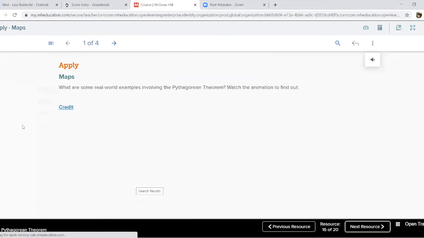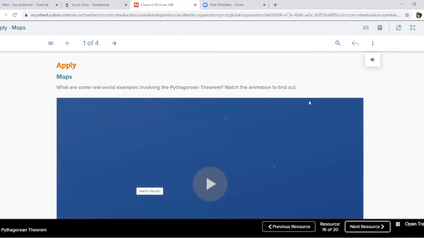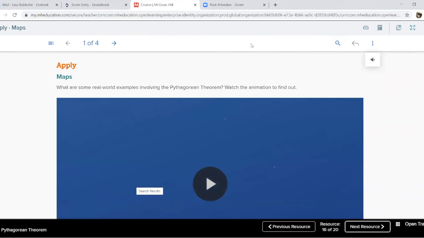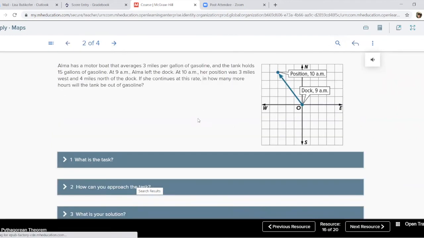Okay, so here's our apply problem. So it says, what are some real-world examples of the Pythagorean theorem? So you guys can go on and watch the video, because if I play it, you won't be able to hear it. So go on and watch the video. So it's talking about the position from your dock to the position at 10 a.m. So really, this would be super, super easy to solve if we just went down from this position, and we could draw a line just like that. And look, there's our right angle.